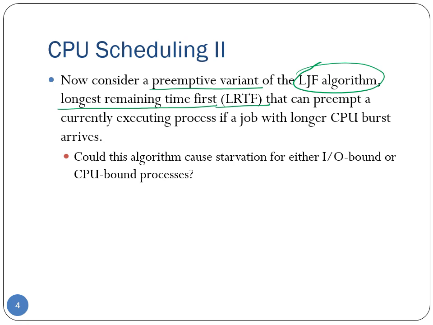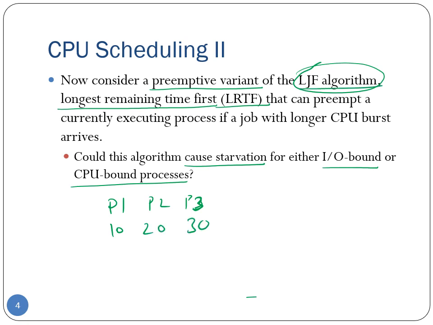The question is asking us, could this algorithm cause starvation for either IO bound processes or CPU bound processes? The short answer is this kind of scheduling algorithm can starve all kinds of processes, IO bound and CPU bound processes alike. Let's take an example to understand. Let's say we have three processes P1, P2 and P3 in our ready queue, and let's say their CPU bursts are, let's say, 10, 20 and 30 milliseconds. So the longest job first algorithm will pick process P3 for execution.